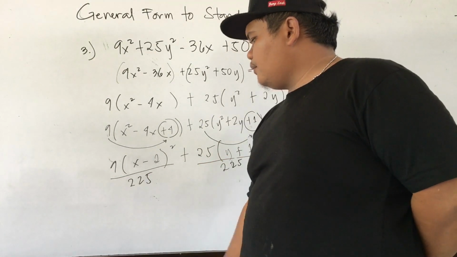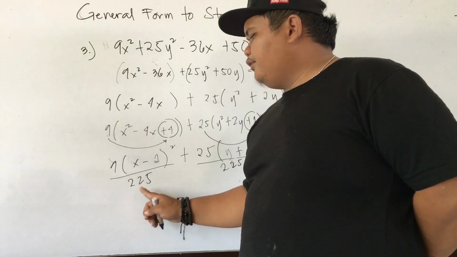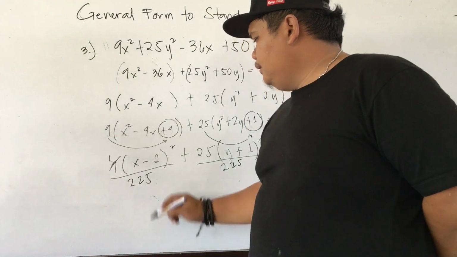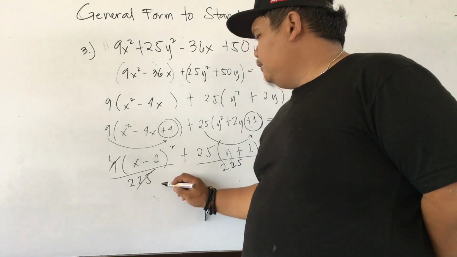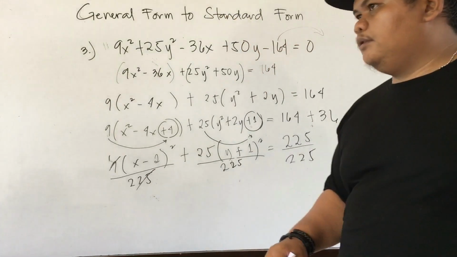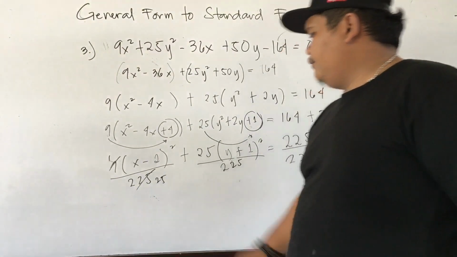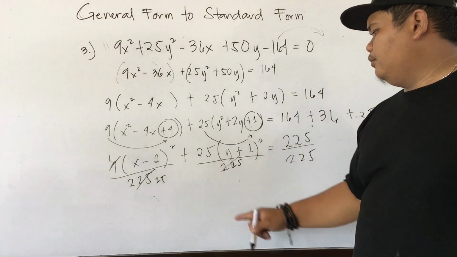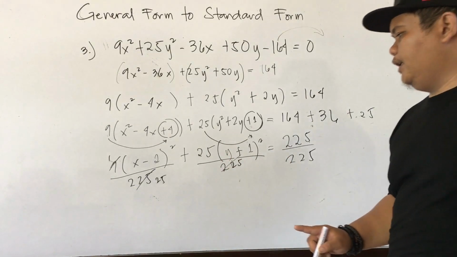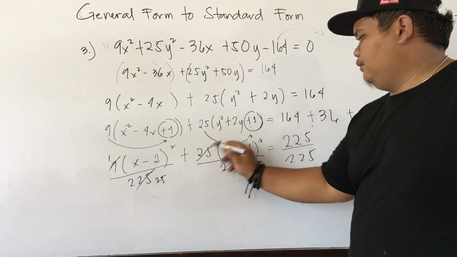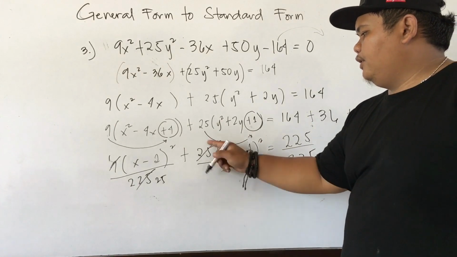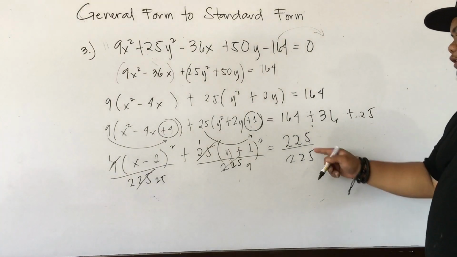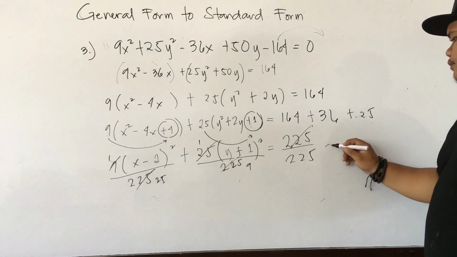Now, 9 divided by 9 is 1, and we have here 25. And 225 divided by 25, we have 9, and 25 divided by 25 is 1. Okay, and 25 here. Should be equal.